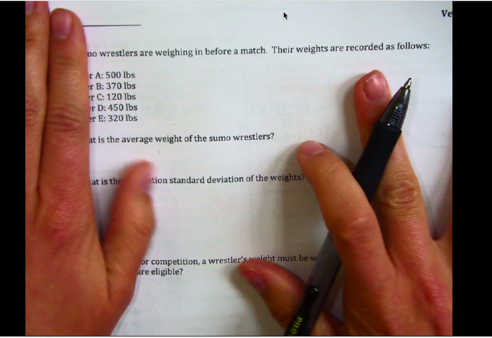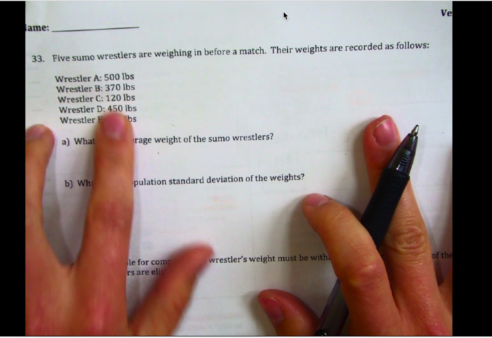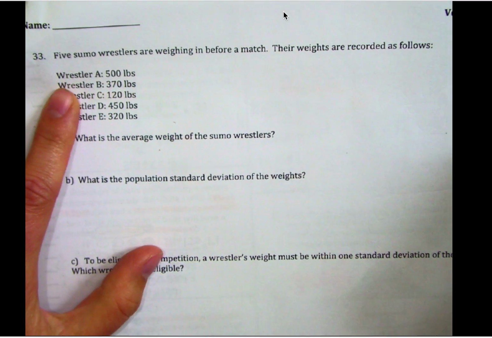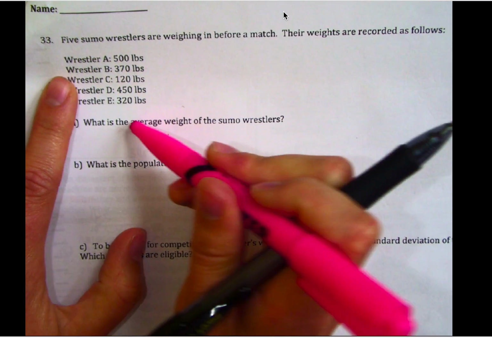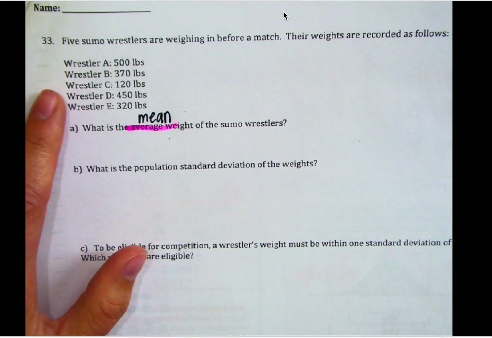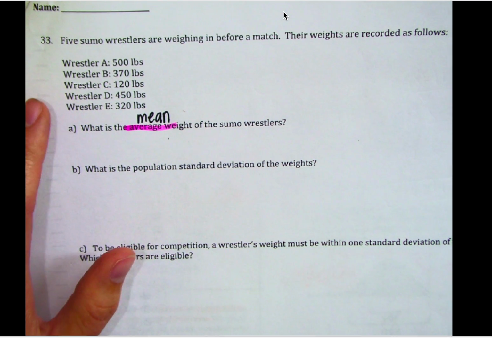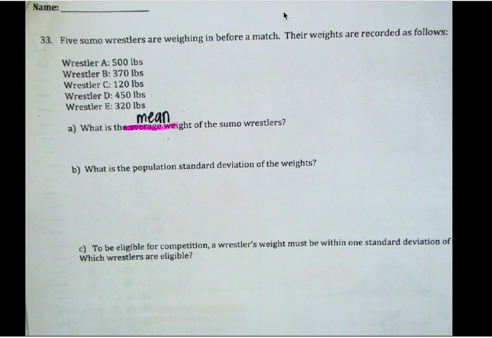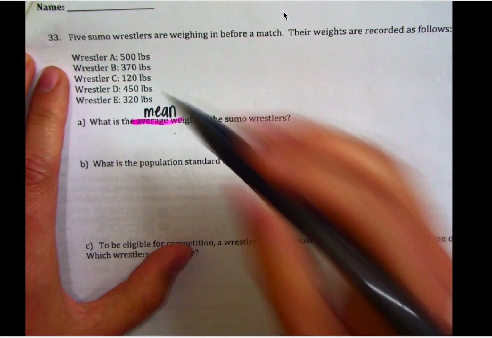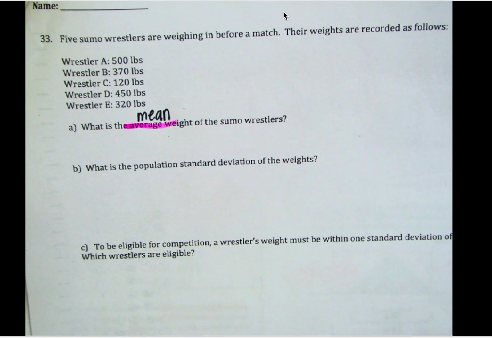We're almost done. Number 33, sumo wrestlers. And then we have their weight. They want to find the average weight. So another name for average is the mean. We're going to find the mean. So to do that, we're going to add all of the values and we're going to divide by the number of values. So I'm going to do that by adding 500 plus 370 plus 120 plus 450.